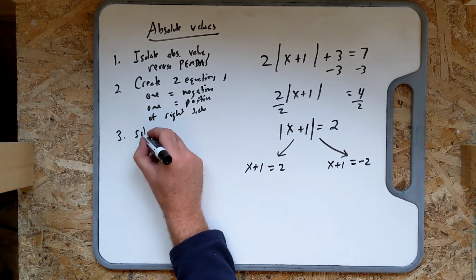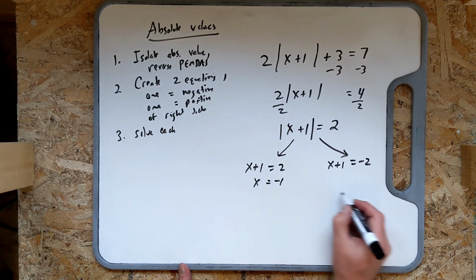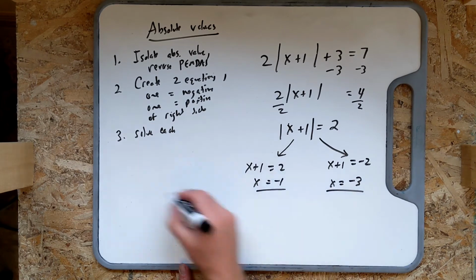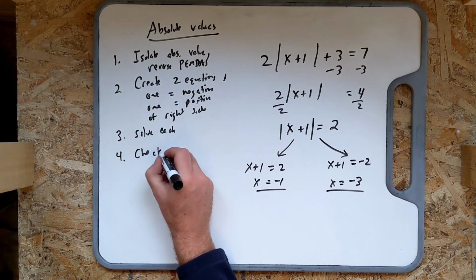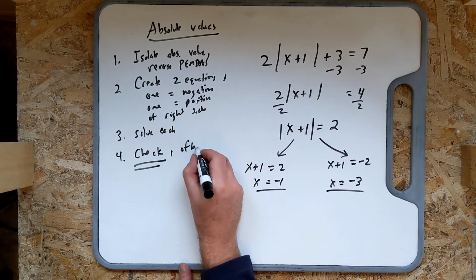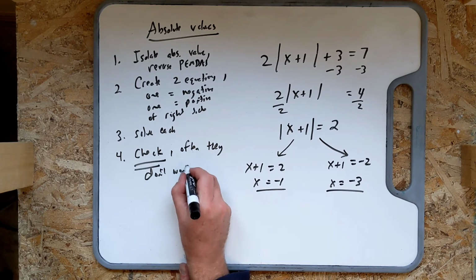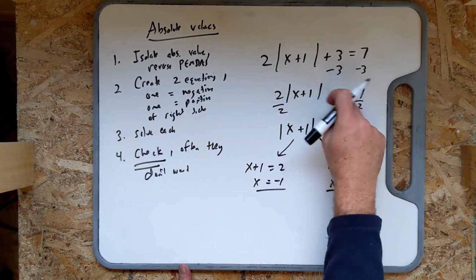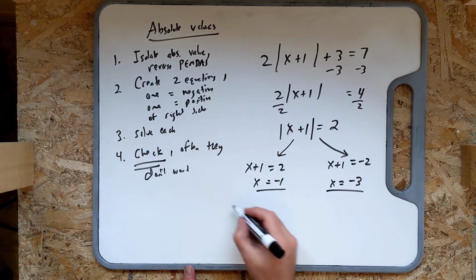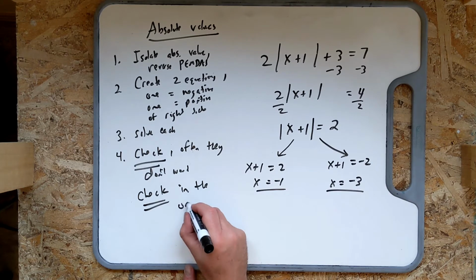Then solve each. So in this case, x equals 1. In this case, x equals negative 3. And final step, check. And this is extremely important in this case because often they don't all work, especially if there's a variable on the right at this step. Okay, so let me check them now. And check, here's the other part. Check in the original.